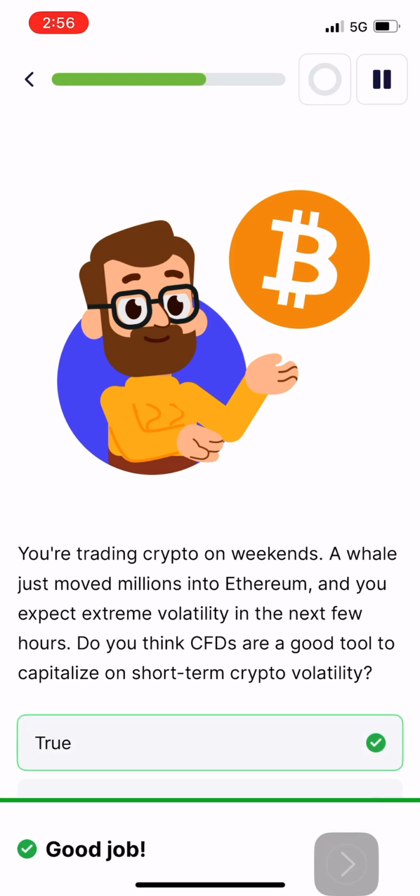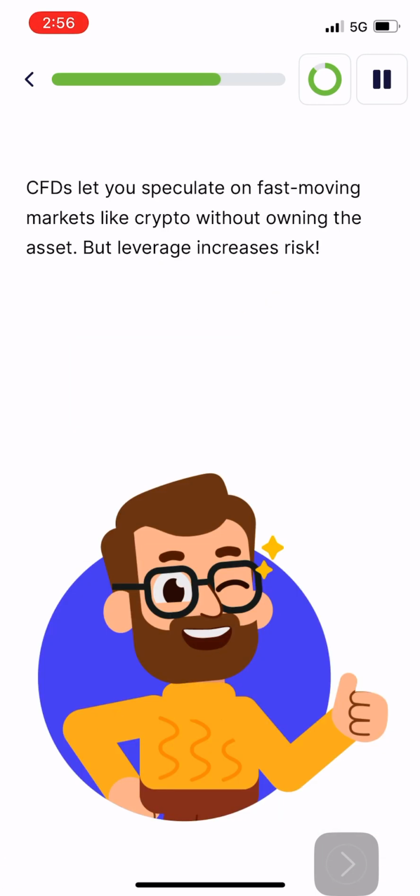Yes, you're right. CFDs let you speculate on fast-moving markets like crypto without owning the asset, but leverage increases risk.